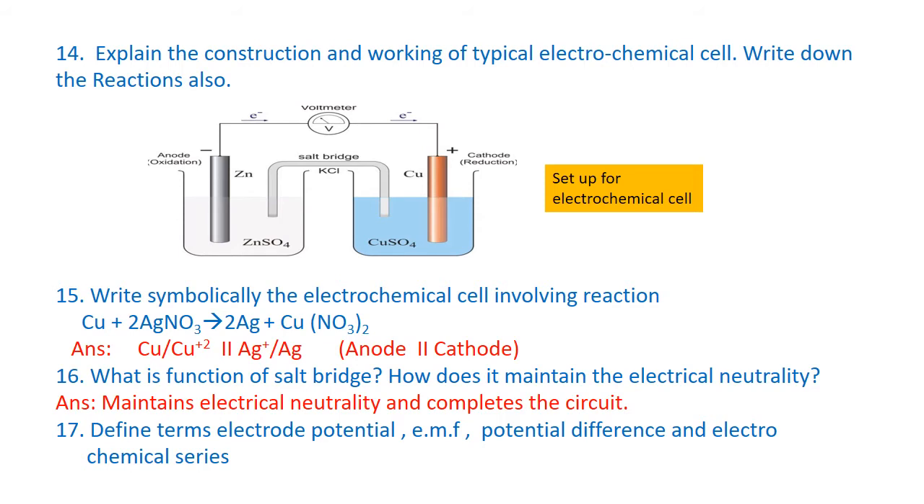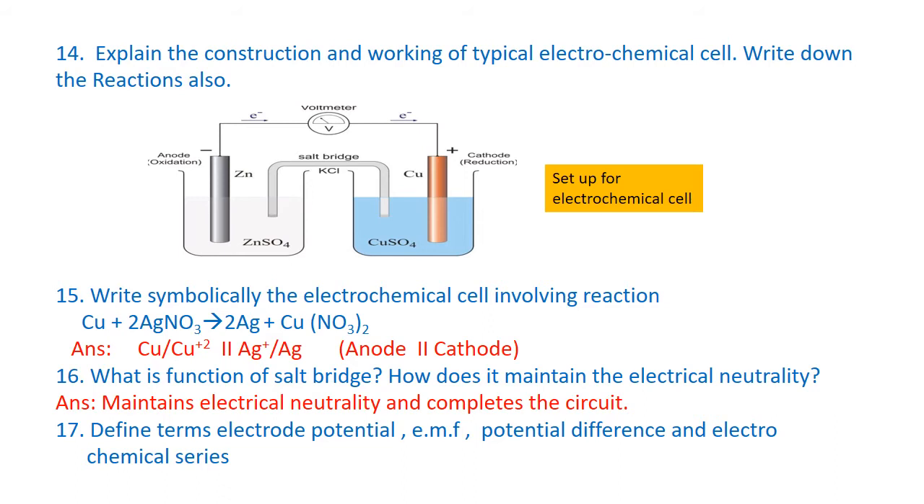Question number 14. Explain the construction and working of a typical electrochemical cell. Write down the reactions also. That is a very important question. So you have to remember this cell. Left side is anode, right side is cathode. Anode is negatively charged, cathode is positively charged.